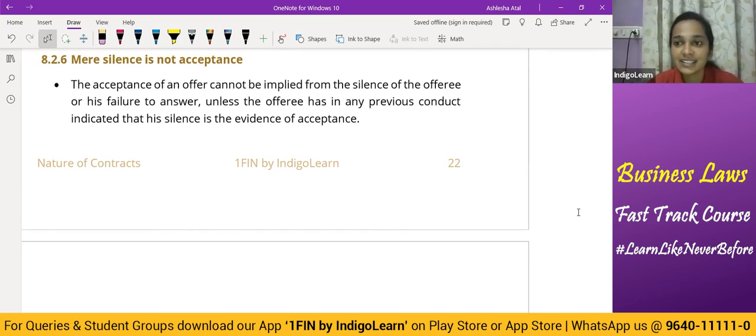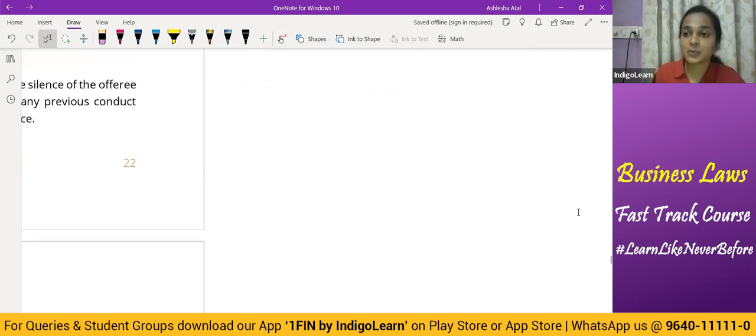However, silence does not amount to acceptance. If someone's quiet, you cannot say, okay, fine, this person is quiet, it means that they have accepted my offer. No such thing can be done. Mere silence does not amount to acceptance. Now here there's a case law, and that is Feldhaus versus Bingley.